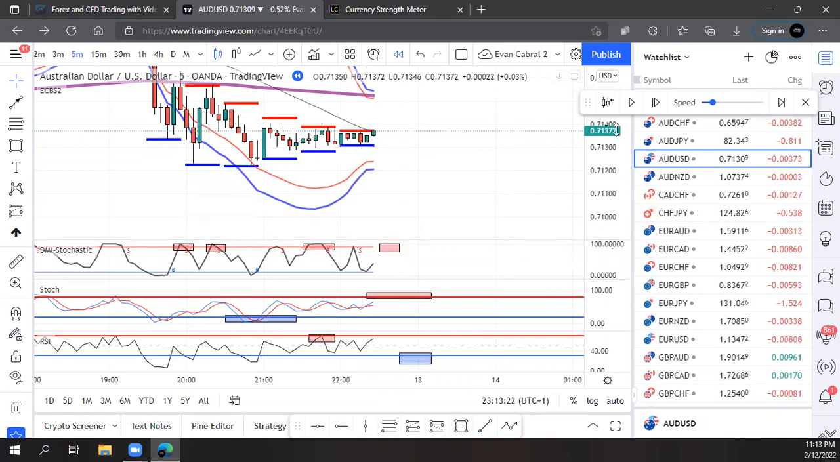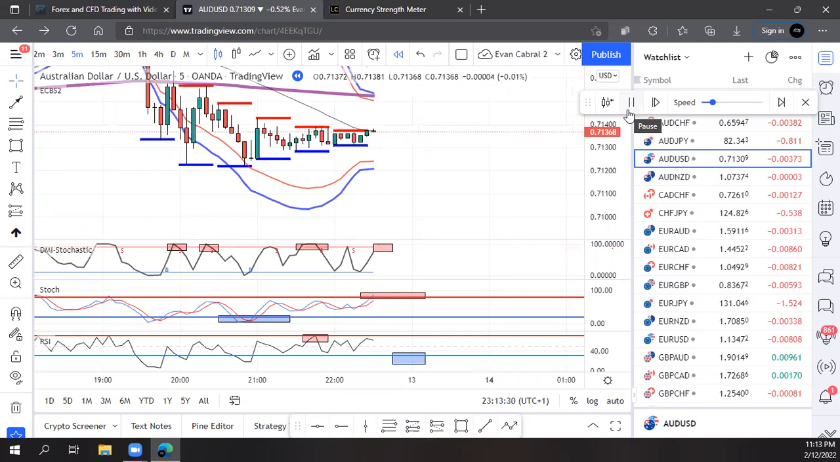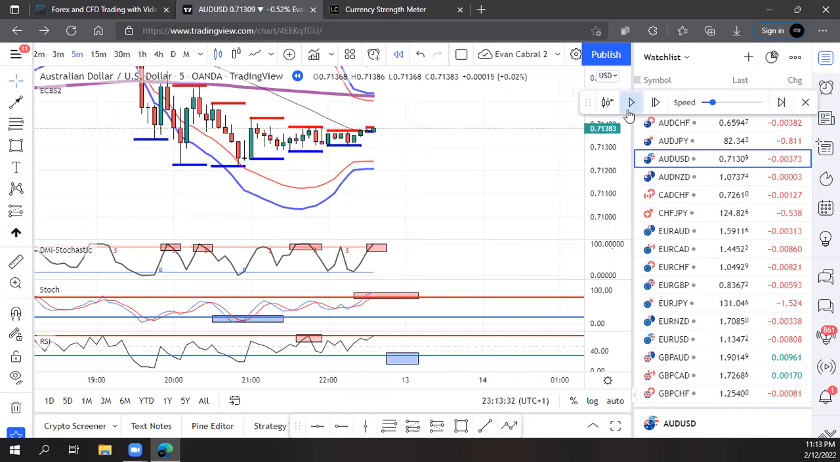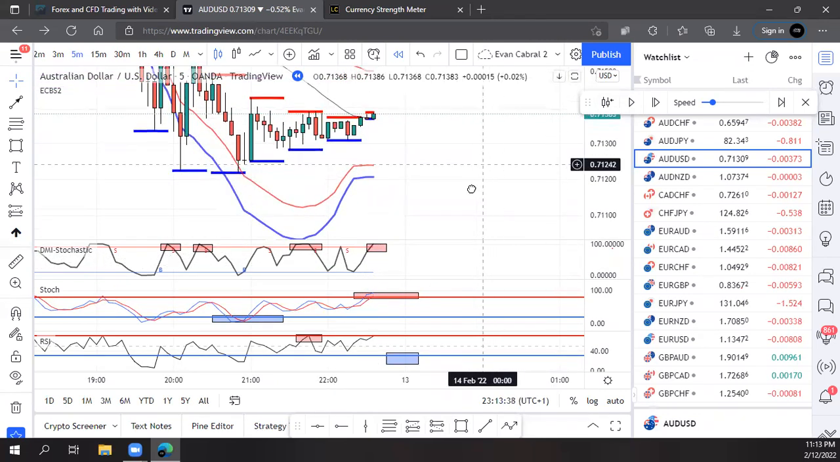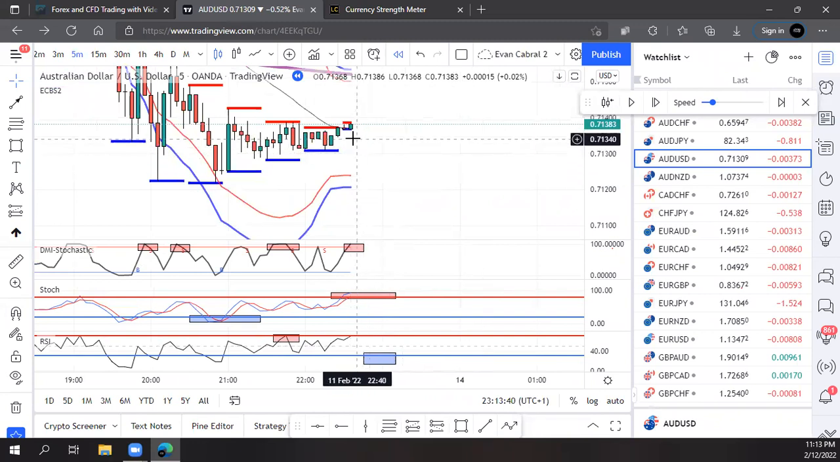So guess what? I want to actually wait again. I'm going to wait until I have my DMI stochastic at what? At that point, boom. So now what do we have? We allowed the market to play out for a while, and we were able to see what? The market still at a resistance area. Now the DMI stochastic is at red. So now, is this trade ready?